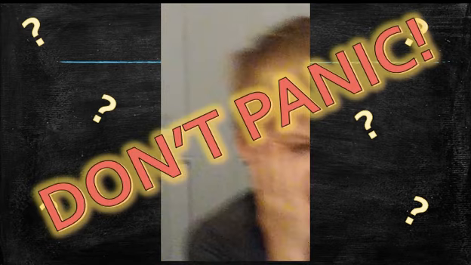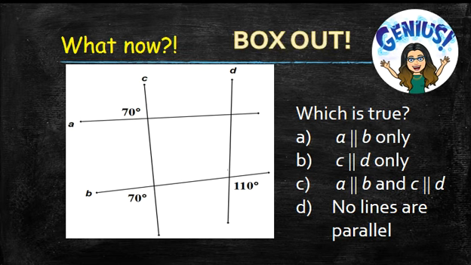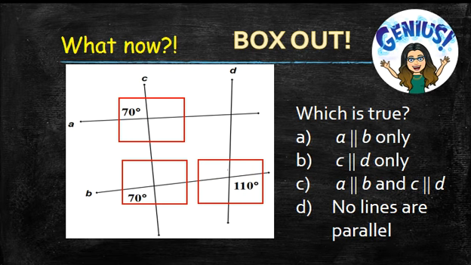It's okay, don't panic. Just because it looks different, we still have to think about our strategies. If we don't know which lines are parallel, then we always use box out. We're going to do exactly the same thing here that we just did on the last problem. We're going to box each intersection, fill in what we know, and use our knowledge of supplementary angles to find the last ones we need.